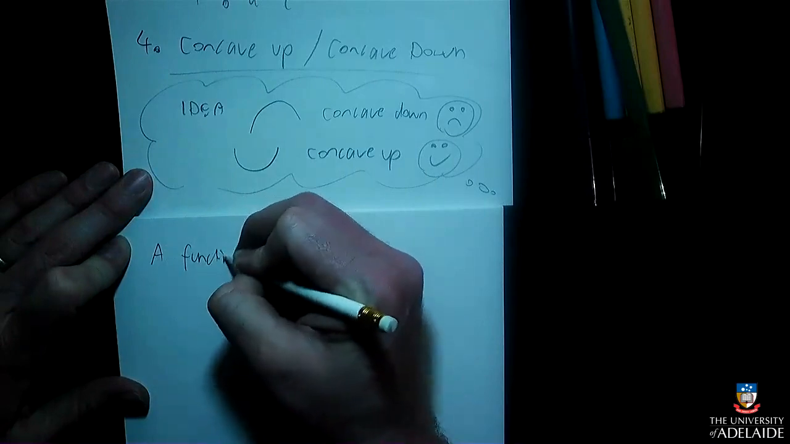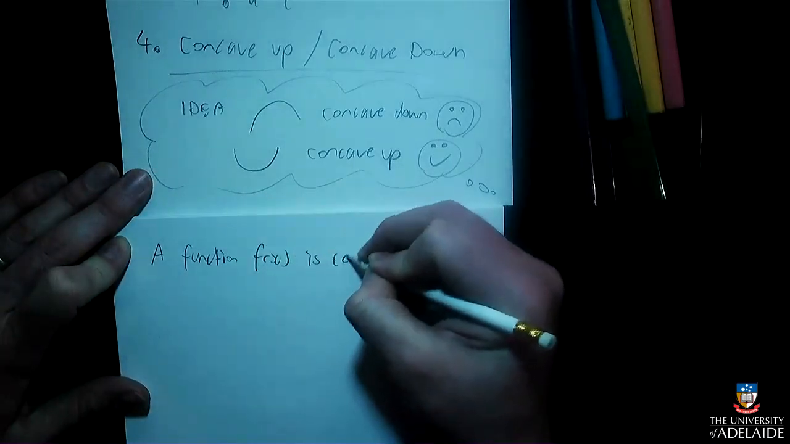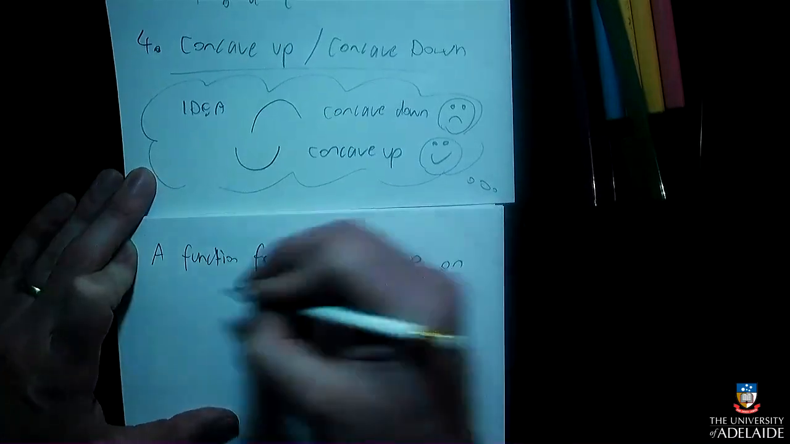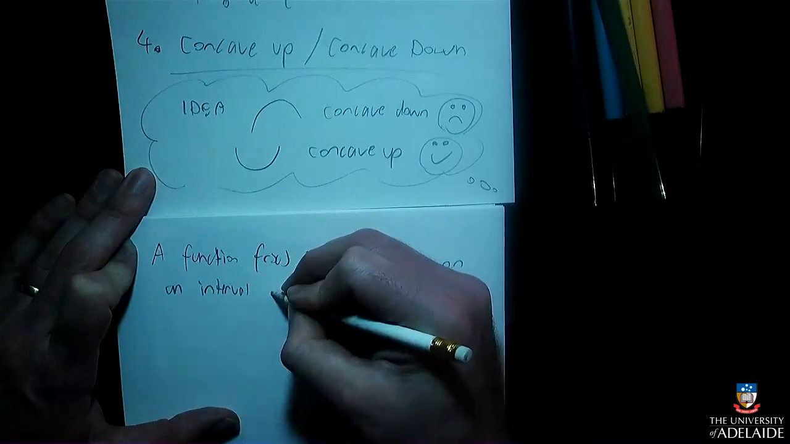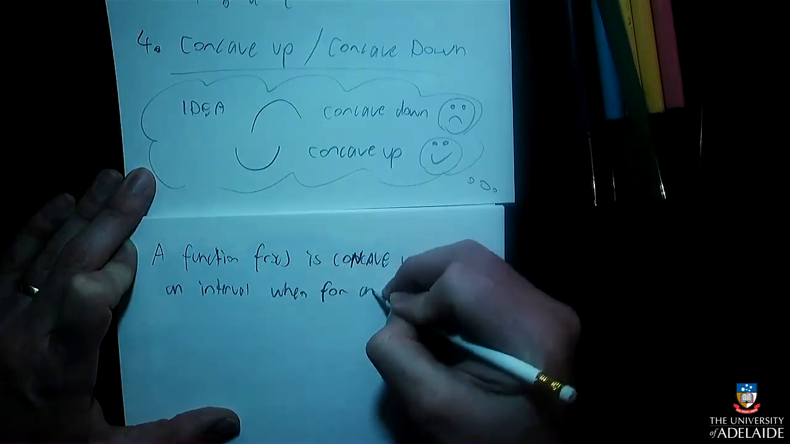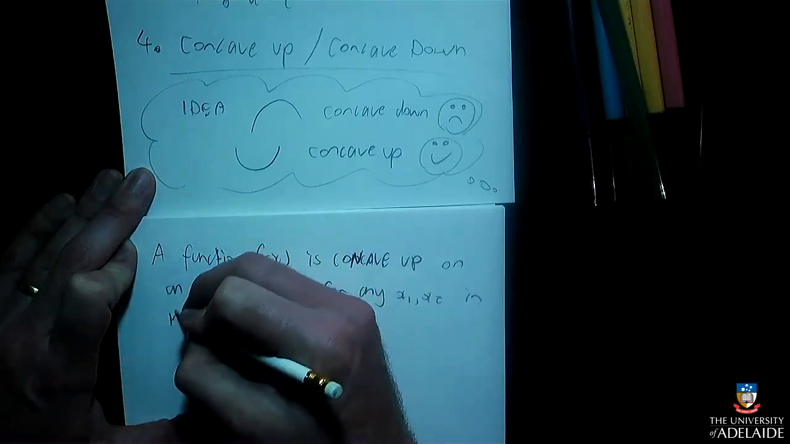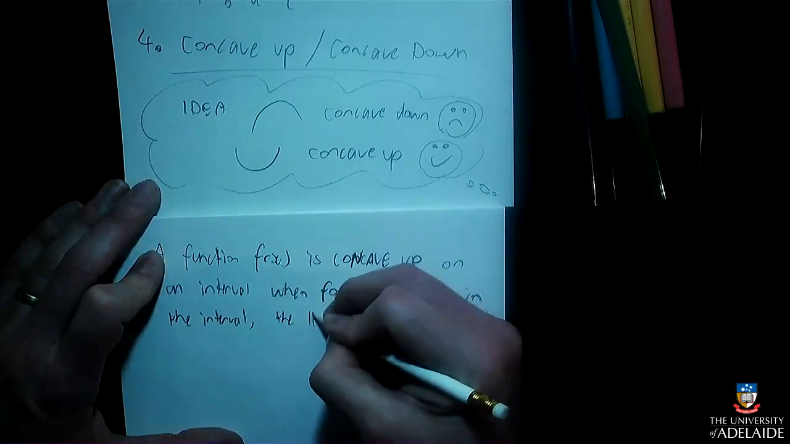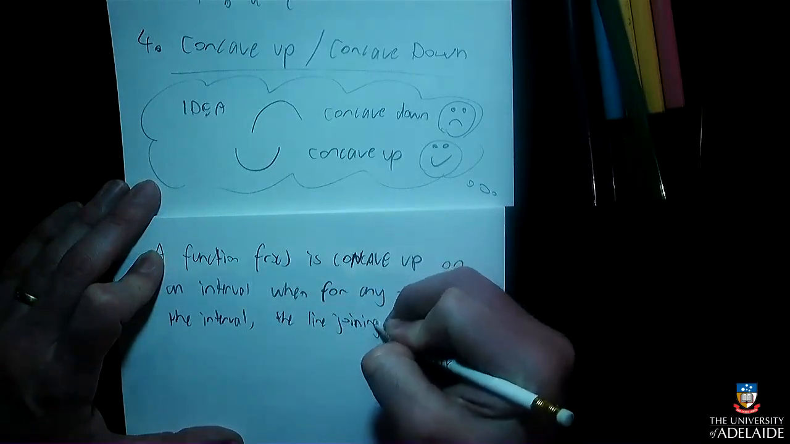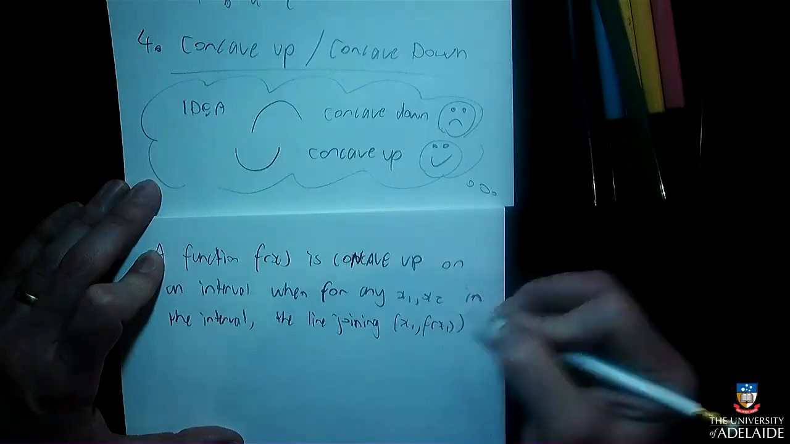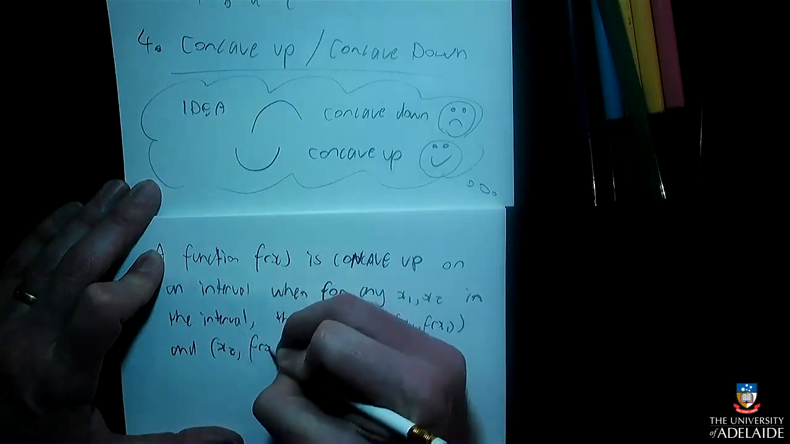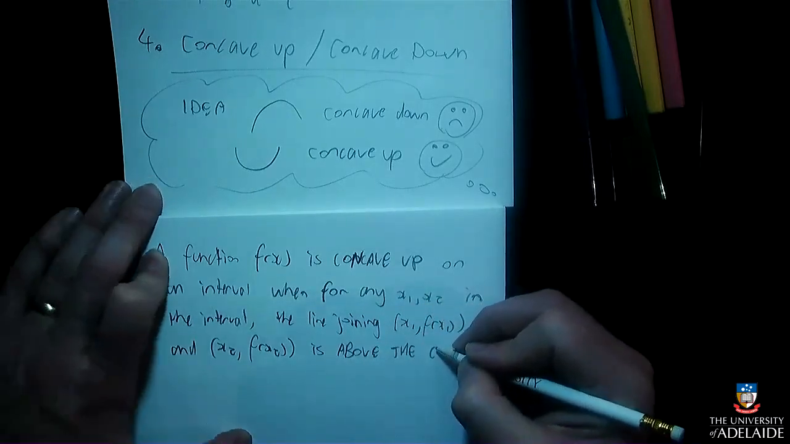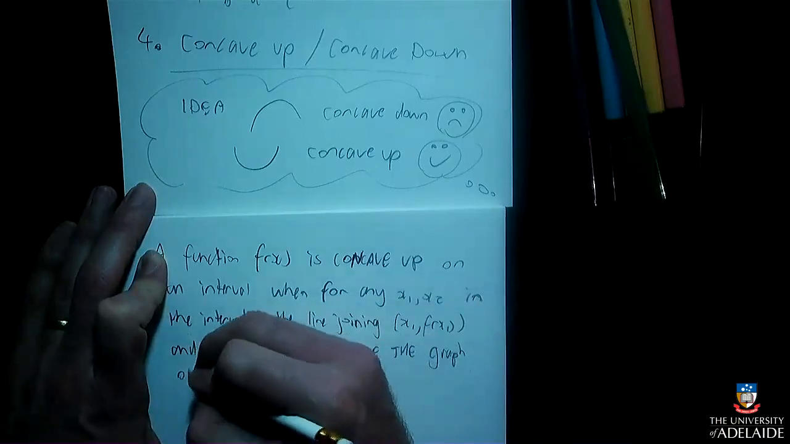So a function f of x is concave up on an interval when, for any x1 and x2 in the interval, the line joining (x1, f of x1) and (x2, f of x2) is above the graph of y equals f of x.